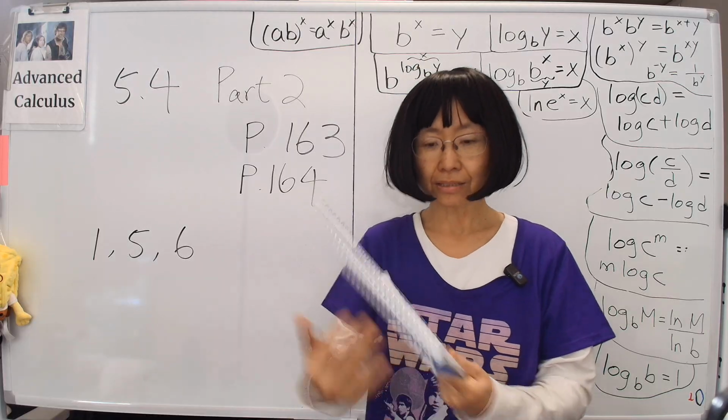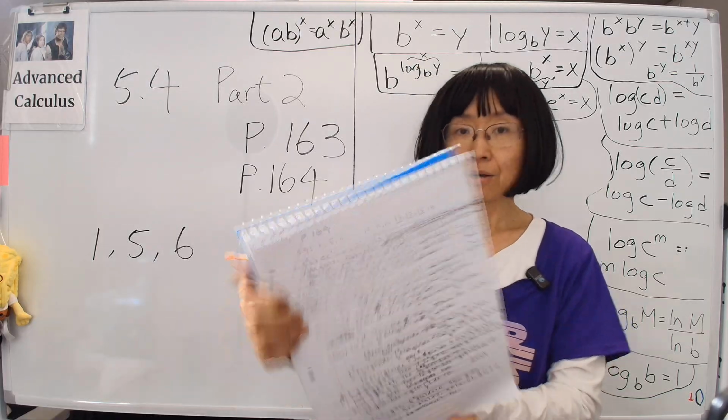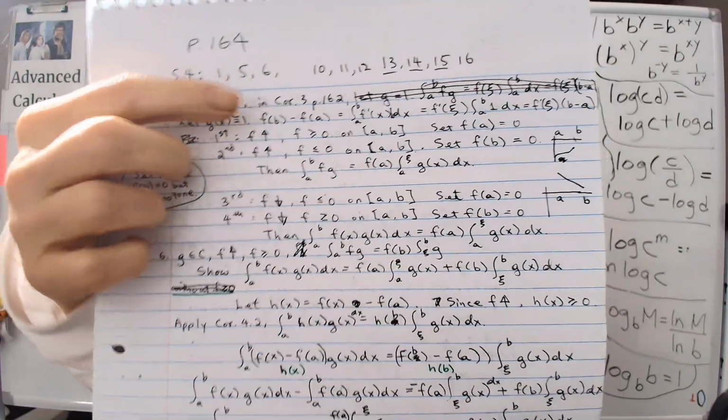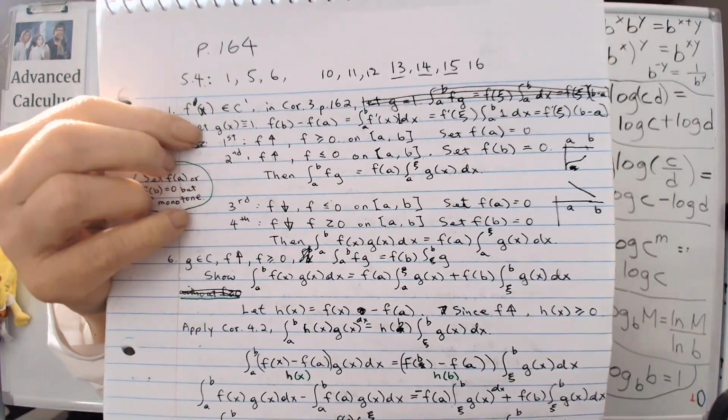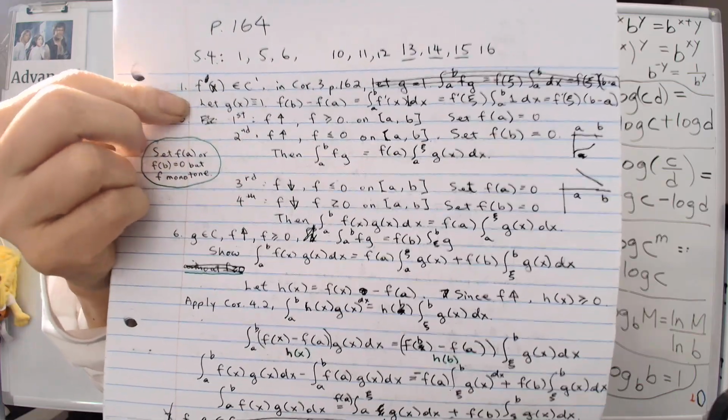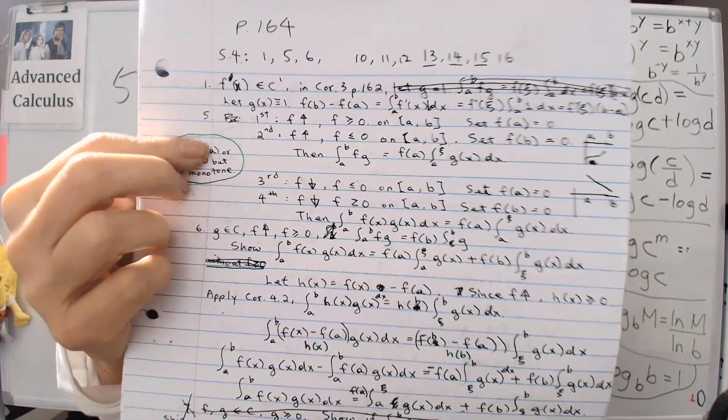So let's first talk about problem 1. For that one, you just let, in corollary 3, g equal to 1, then plug it in and everything will show up nicely in one line, basically. All right, so that's that.